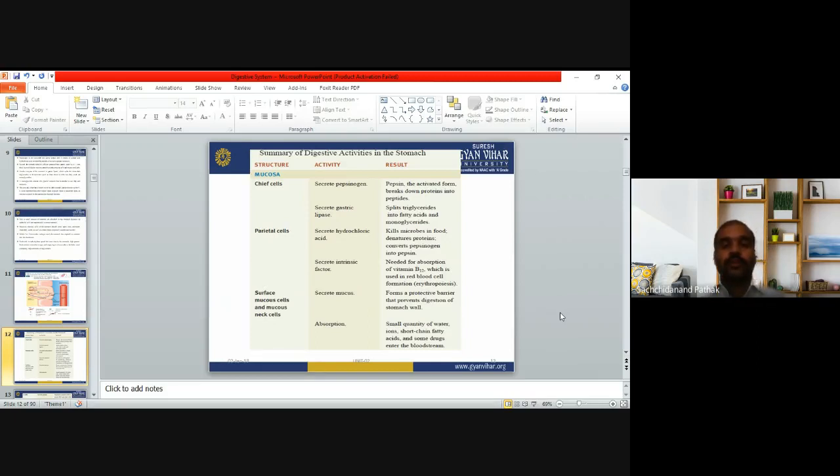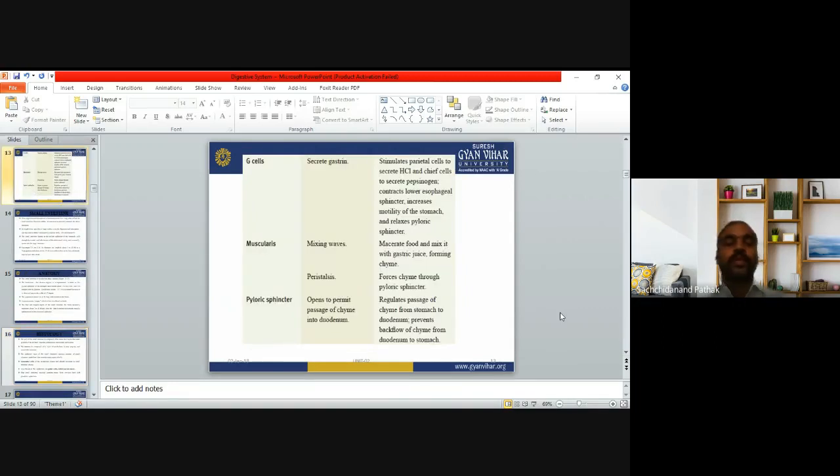Absorption also occurs: a small quantity of water, iron, salts, fatty acids, and some drugs enter the bloodstream. The G cell secretes gastrin. It stimulates the parietal cells to secrete HCl and the chief cells to secrete pepsinogen, contracts the lower esophageal sphincter, increases the motility of the stomach, and relaxes the pyloric sphincter.